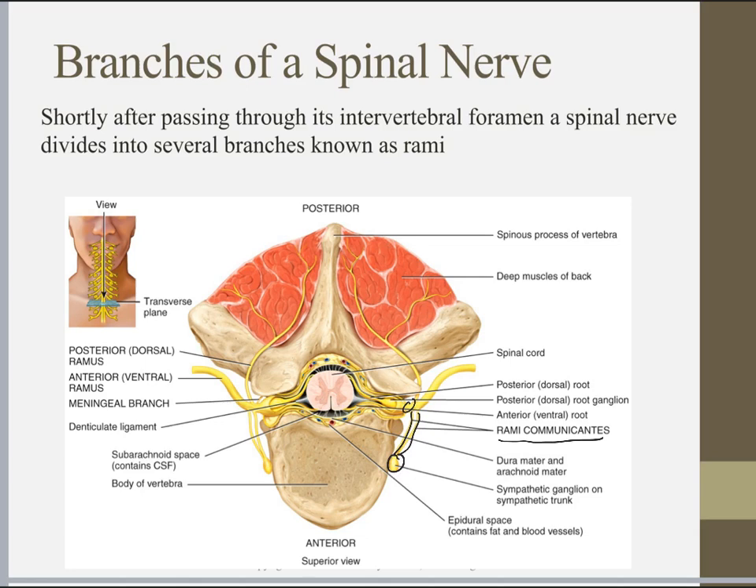From there, we're going to see an anterior ramus, also known as the ventral ramus. So we see this root carrying this way. We're also going to have a posterior or dorsal ramus, so again, another branch coming off into those deep back muscles. The largest of these rami is going to be that anterior ramus.